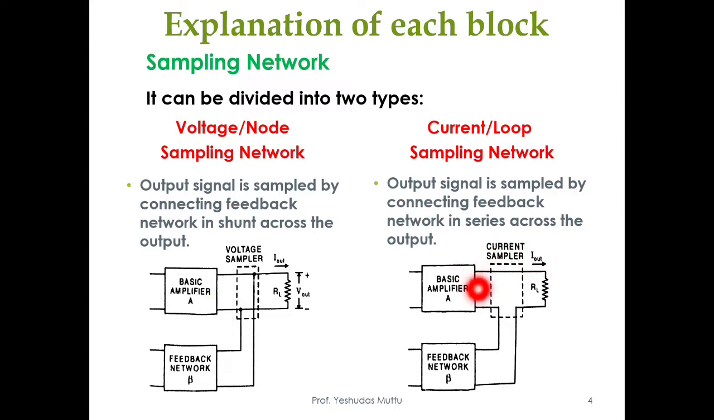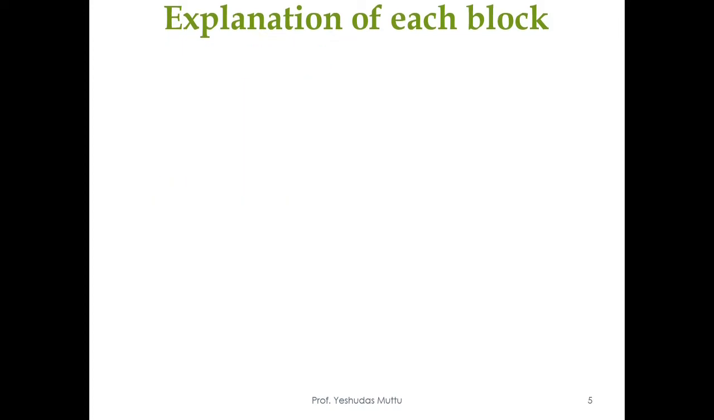Coming to the current sampler, now we know that current in series remains the same. That is the reason if at all I want to feed in the entire current to my feedback network, then I will have to connect it in series. Just have a look at this configuration. The current will flow to the feedback network. I hope this is clear to you all.